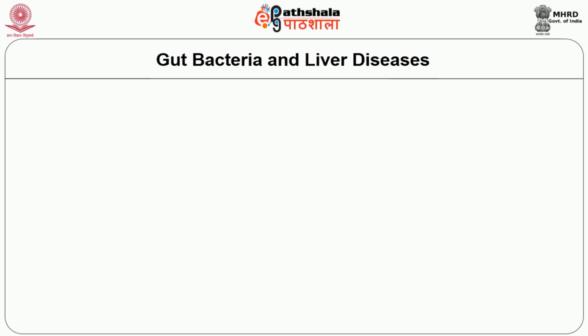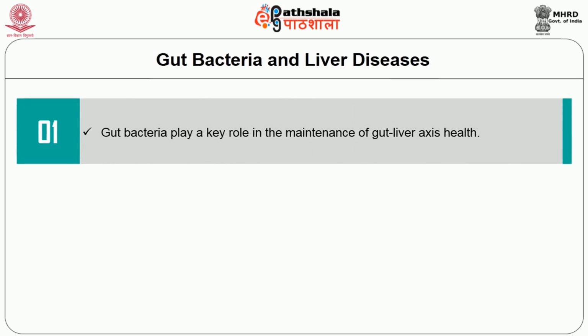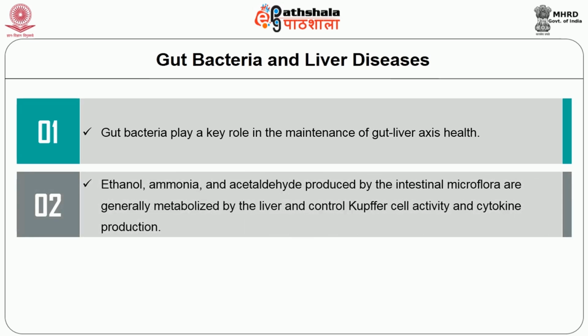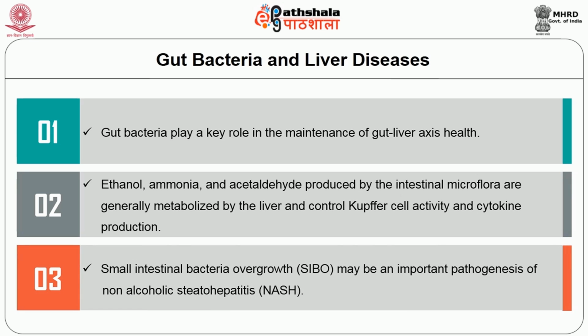Gut bacteria and liver diseases. Gut bacteria play a key role in the maintenance of gut-liver axis health. Ethanol, ammonia and acetaldehyde produced by the intestinal microflora are generally metabolized by the liver and control Kupffer cell activity and cytokine production. Small intestinal bacterial overgrowth may be an important pathogenesis of non-alcoholic steatohepatitis.